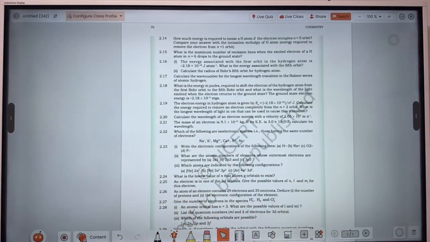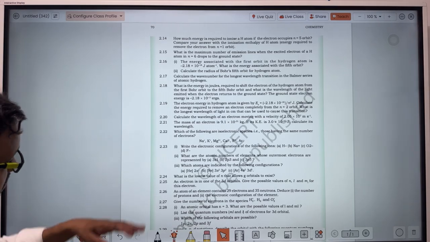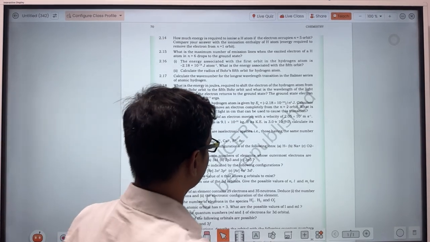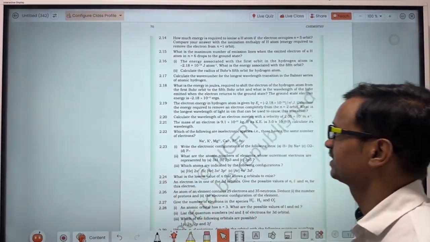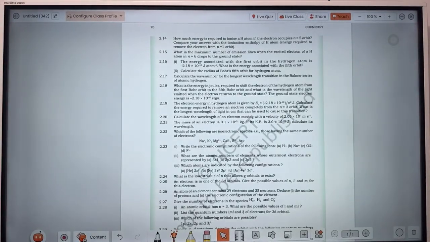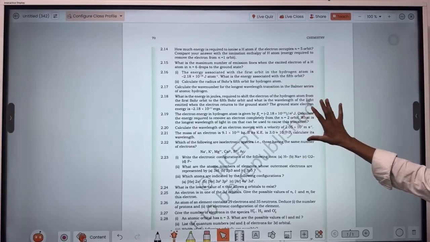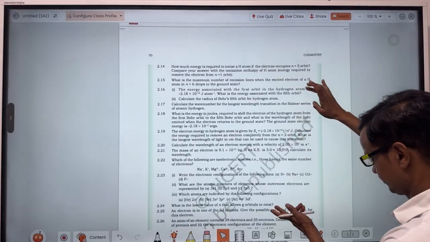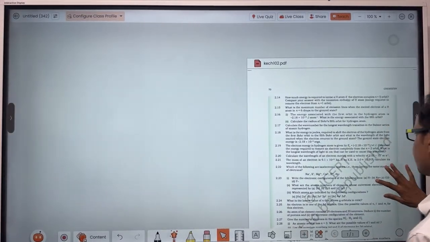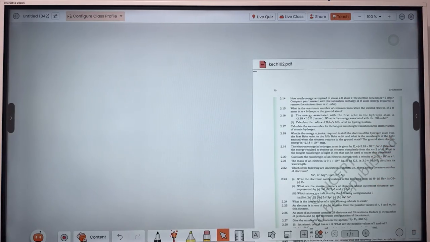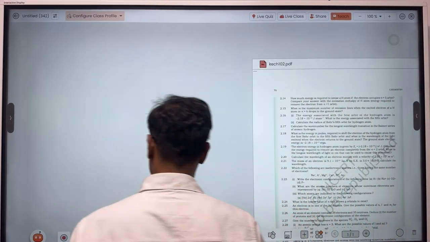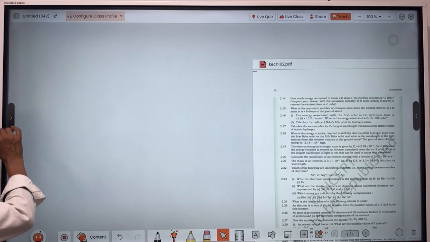What is the maximum number of Balmer lines when the excited electron of a hydrogen atom in n equal to 6 drops to the ground state? Here I am showing you in detail. This can also come in the NEET examination and CUET examination. You could also develop a trick if you watch how this is done. So let's see. The electron is present in the 6th shell and falls to the ground state. How many transitions are there? How simple it is.